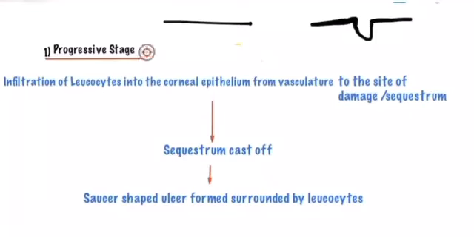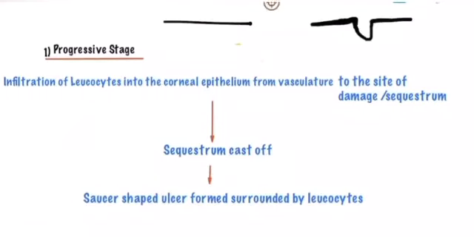What happens in this first, progressive stage is infiltration of leukocytes into the corneal epithelium from the circulation, that is the vasculature, to the site of damage. Whenever there is invasion by an outsider, a foreign body, there will be inflammation and infiltration of leukocytes. The leukocytes will come to this portion, and later the sequestrum is cast off, that is, the damaged portion will come off.